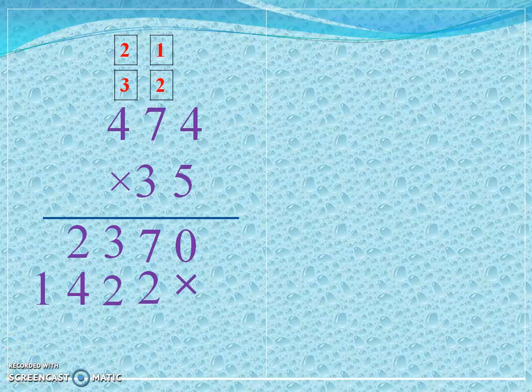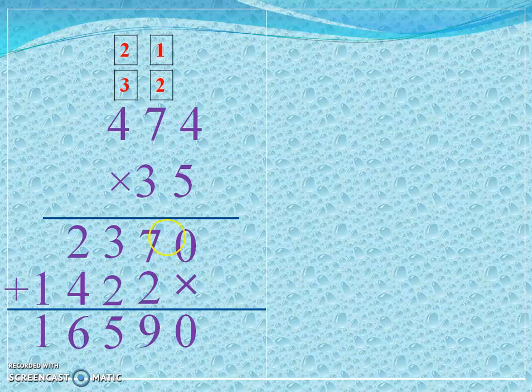Now in order to get the answer multiplying 474 by 35, we need to add these two answers. So 0 plus cross means nothing, so 0 plus nothing gives you 0. 7 plus 2 gives you 9. 3 plus 2 gives you 5. 2 plus 4 gives you 6 and 1 plus nothing gives you 1. So students, we came to know that 474 multiplied by 35 is 16,590.